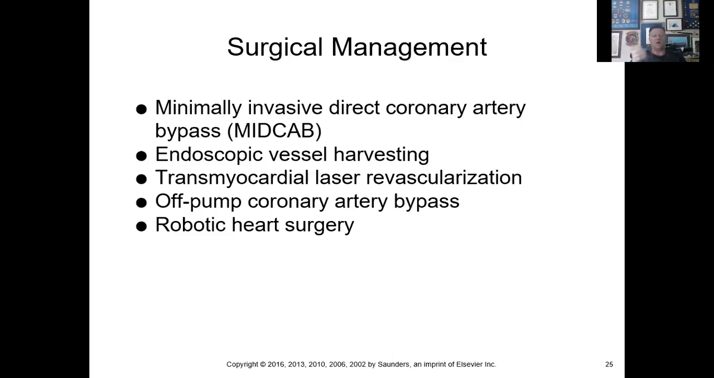And you can also do robotic heart surgery through a very small, minimally invasive graft, and actually work on it through a robotic hand-driven device. And I only know of one surgeon here in San Diego that does that.